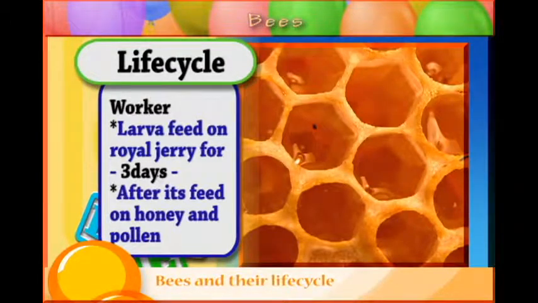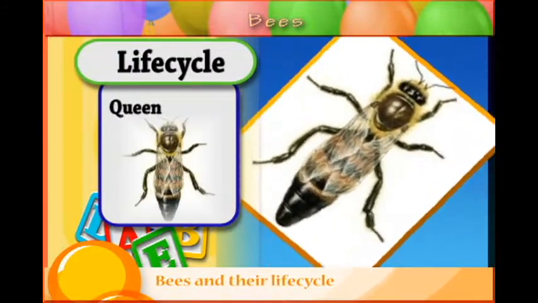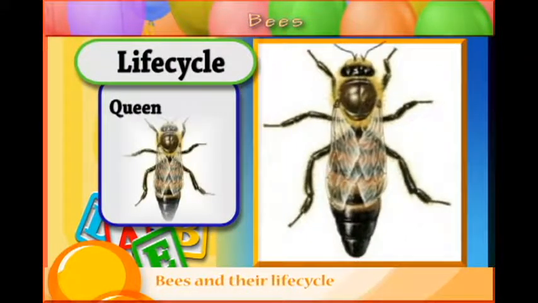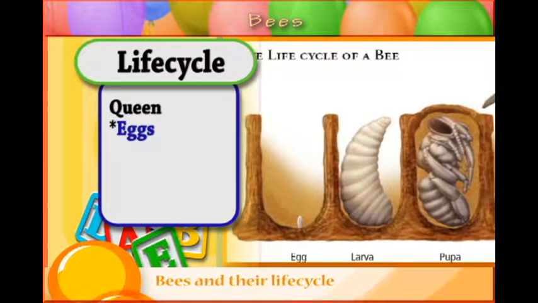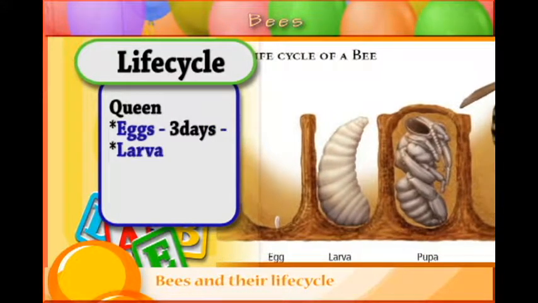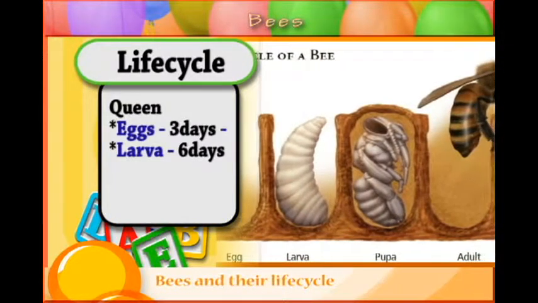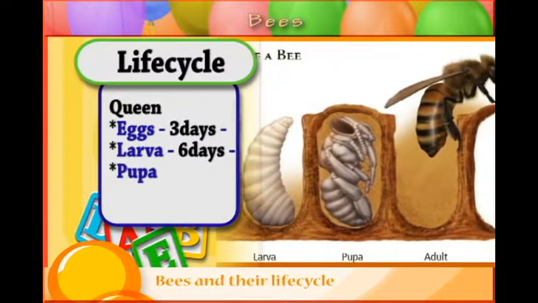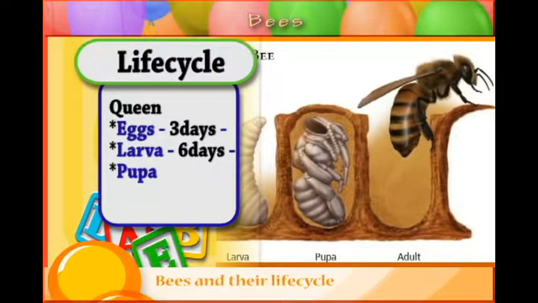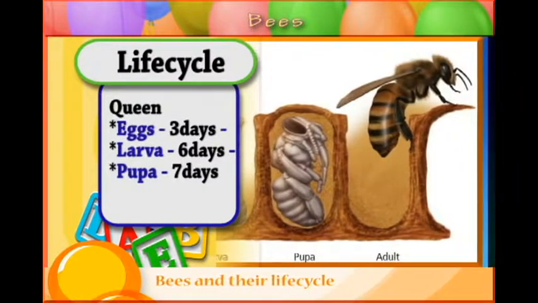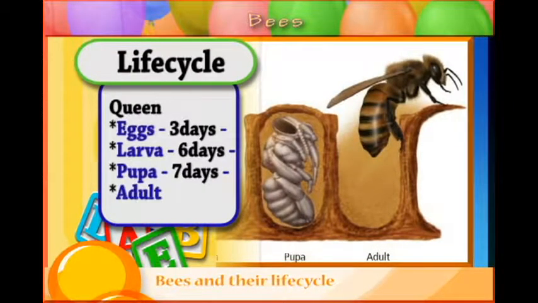Now when we go to the queen, it is quite interesting. When the eggs are laid, after 3 days they hatch into a larva, and after 6 days the larva changes into the pupa. Then the pupa takes just 7 days to turn into an adult.